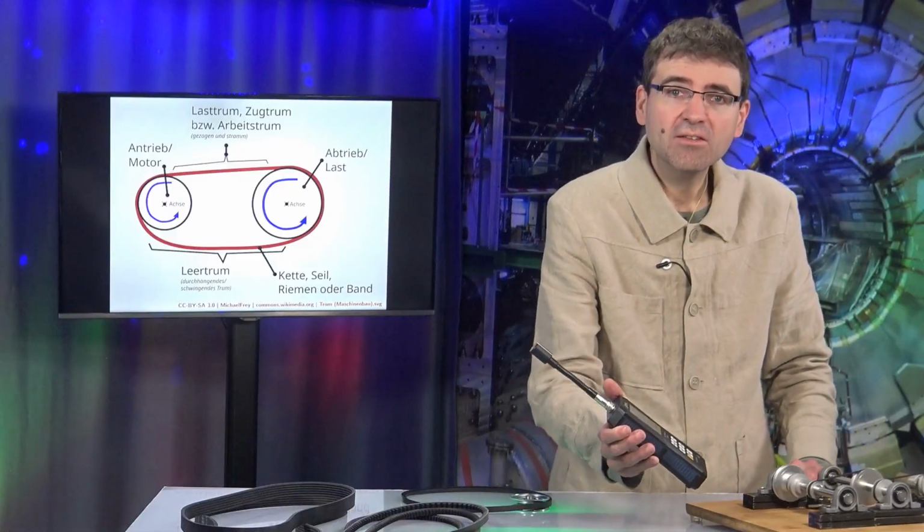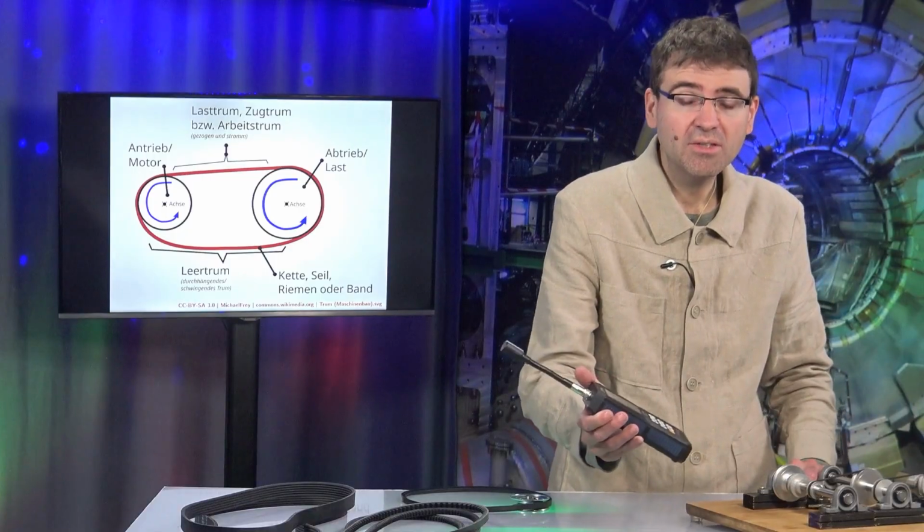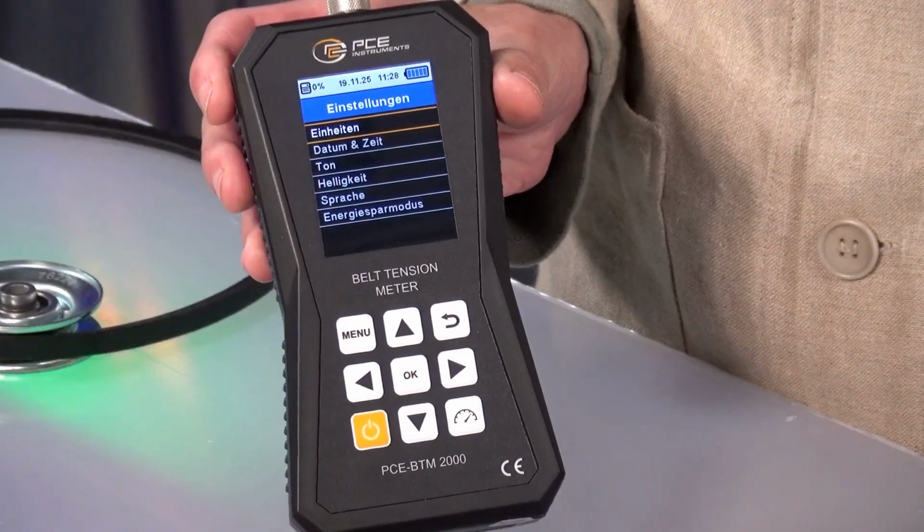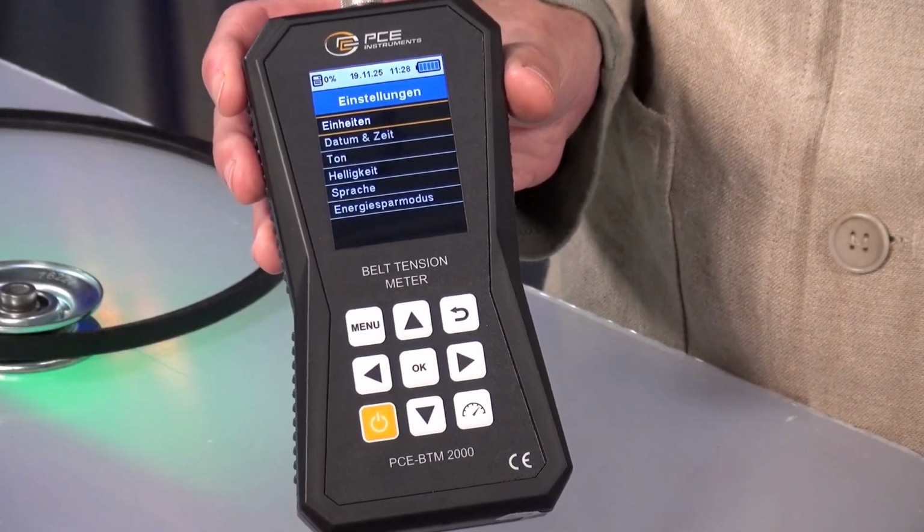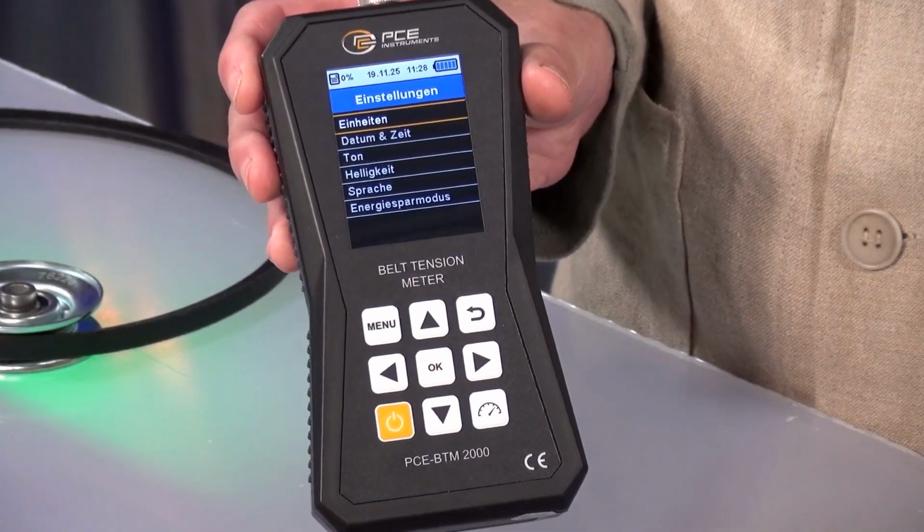The device is capable of measuring belt lengths shorter than 10 meters, as well as frequencies ranging from 10 to 900 Hertz. The PCE-BTM 2000A model.